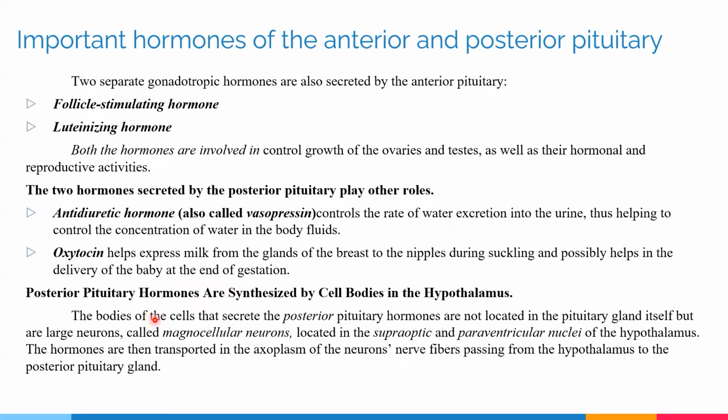Posterior pituitary hormones are synthesized by cell bodies that are present in the hypothalamus. The bodies of cells that secrete the posterior pituitary hormones are not located in the pituitary gland itself, but are large neurons called magnocellular neurons located in the supraoptic and the paraventricular nuclei of the hypothalamus. The hormones are then transported in the axoplasm of the nerve fibers passing from the hypothalamus to the posterior pituitary gland.